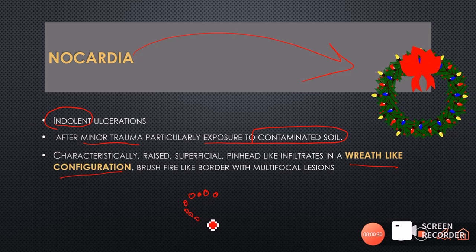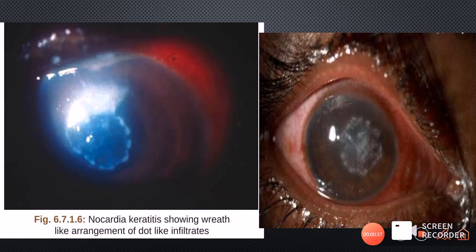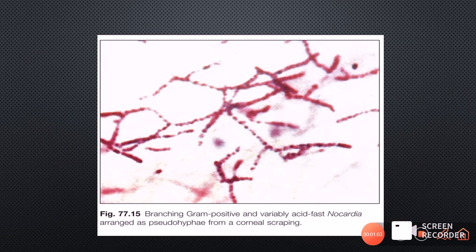They will be very small infiltrates, and they will be arranged in a wreath-like configuration or brush fire-like border with multifocal lesions. So just have a look at this. This is nocardia keratitis, which is showing these dot-like filaments. One dot, second dot, third dot. All these dots are combined together and arranged in a wreath-like arrangement. Similarly, here you can see they look like a very rough infiltrate with pinhead raised infiltrates arranged in a wreath-like pattern. Very specific and characteristic of nocardia.